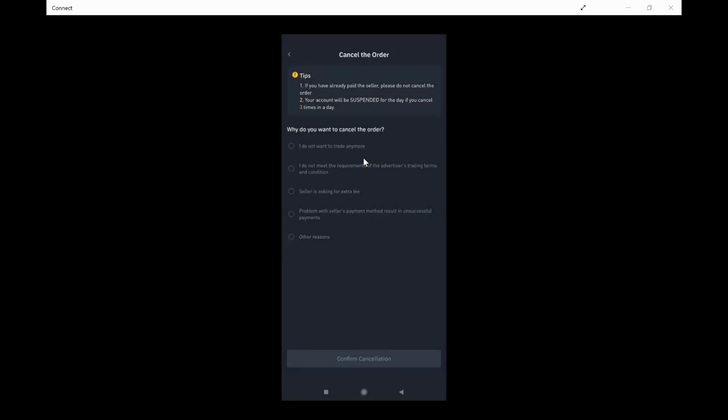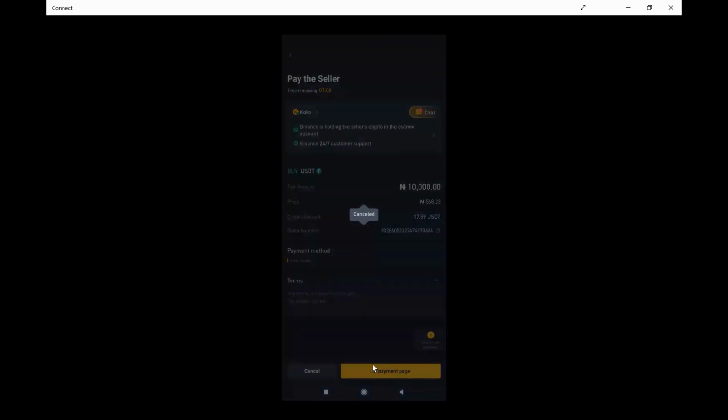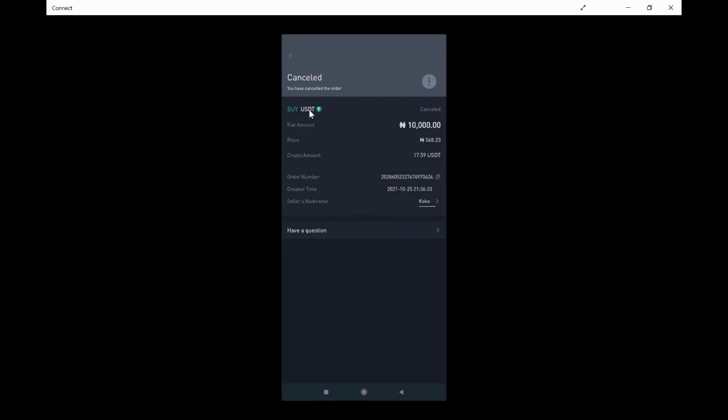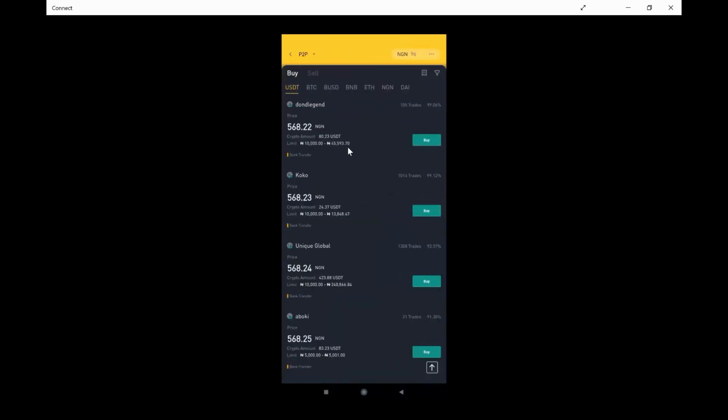Okay. So it asks you why you want to cancel. I'll just come here: I do not want to trade anymore. And then I'll confirm the cancellation. So that's about it. I've canceled the transaction. So that's how you go about P2P.